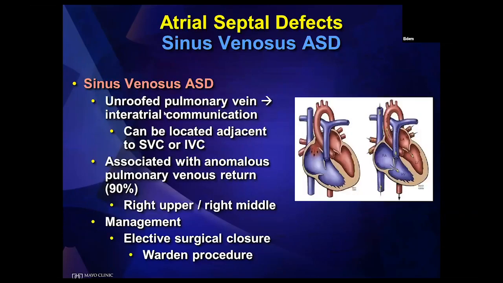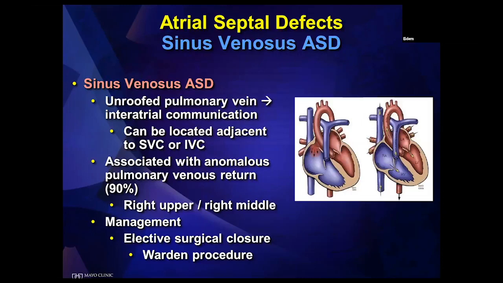So sinus venosus ASDs are really not an absence of the atrial septum, but rather a missing portion or an unroofed portion of the pulmonary vein as it connects to the left atrium, creating an intra-atrial communication from the left atrium to the right atrium. It can be located adjacent to either the SVC or IVC, more commonly the SVC. It's associated with anomalous pulmonary venous return, and in this diagram you can see the right pulmonary veins connecting to the superior vena cava, which is most commonly the case, and it's usually the right upper and the right middle pulmonary veins.